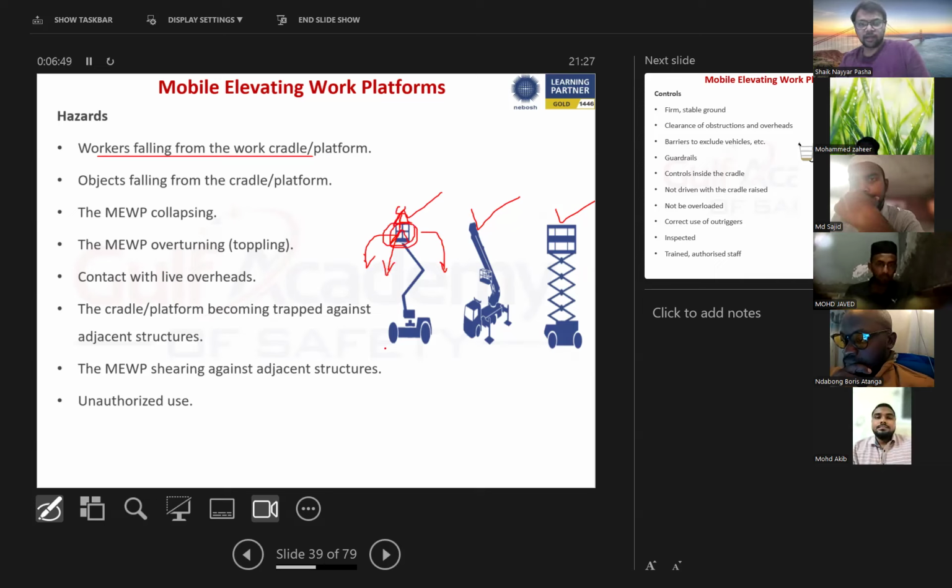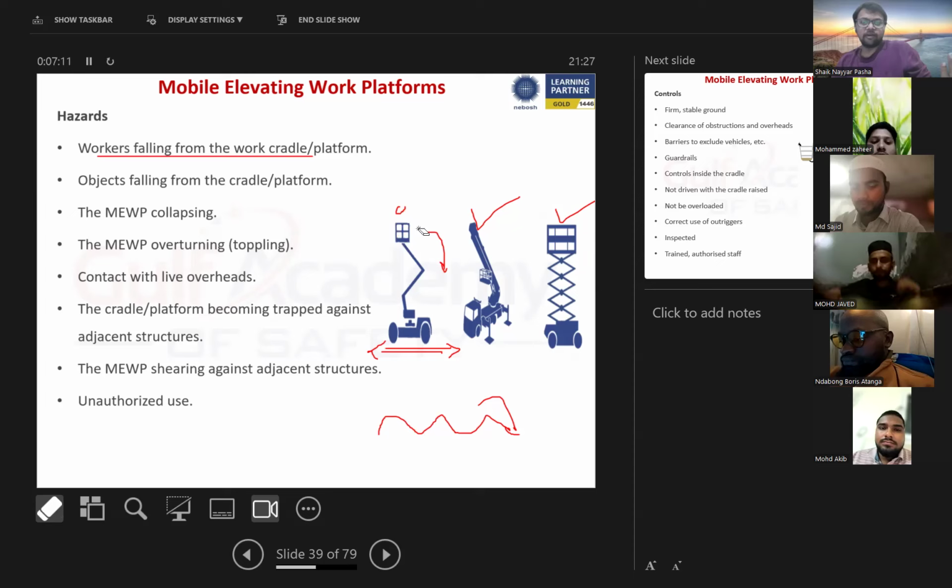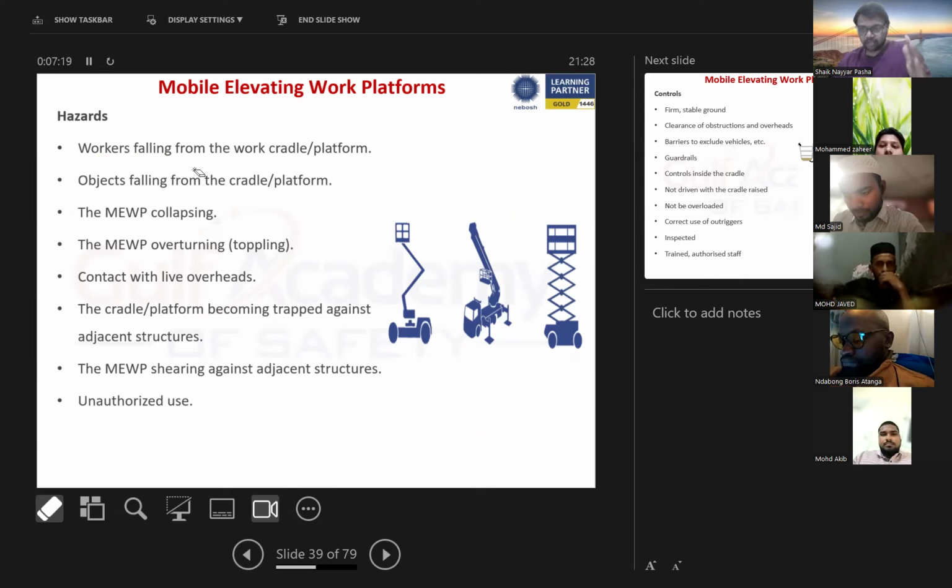Or while working, unintended movement of the MEWP. Or if you are placing the MEWP on uneven surfaces, the MEWP could collapse. Or the collapse failure of MEWP because of poor maintenance or an unauthorized person using it or an incompetent person doing the job or using the mobile elevated work platform. And one more thing is if you are not balancing the MEWP on outriggers, there is always a possibility of unintended movement and that could result in overturning.